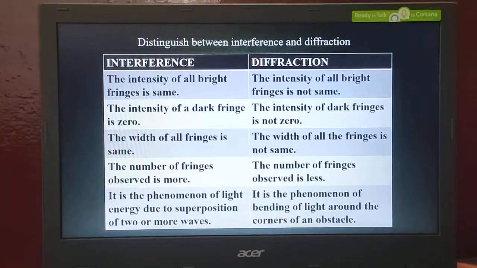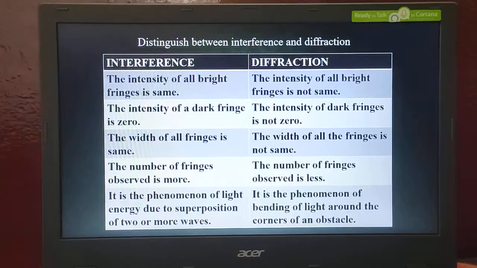The width of all fringes is the same. I have already said that in the case of interference the width of all fringes is the same, but in the case of diffraction the width varies as we move from the central maxima to the other fringes. We get the maximum width at the central maxima, and as it moves away from the central maxima, the width decreases. That is why the width is not the same in the case of diffraction.